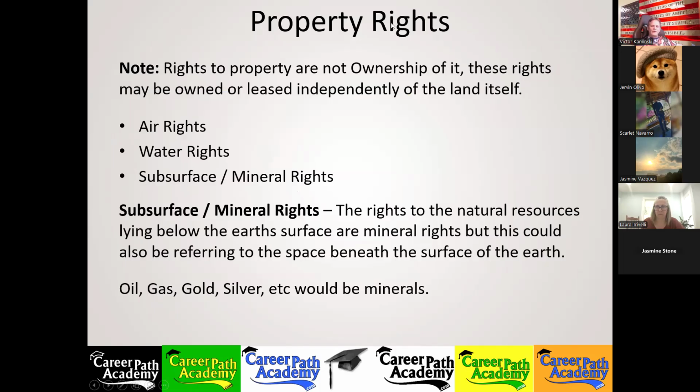So when we talk about your property rights, we're talking about the rights to the property, and rights can be sold or leased independently of the property itself. So it's not ownership of the land. These rights may be owned or leased independently of the land itself, like air rights, water rights, or subsurface rights, which sometimes are referred to as mineral rights. The mineral rights are to the natural resources lying below the Earth's surface, like the gold, oil, silver, gas, and what other kinds of minerals you could find in the land.